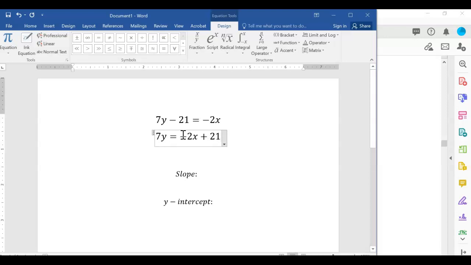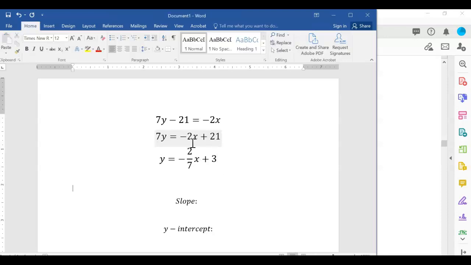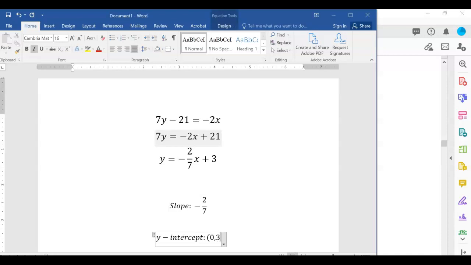I have to divide both the left and the right-hand side by 7. If I divide the left-hand side by 7, I just end up with y. If I divide the right-hand side by 7, I have to divide both pieces. Negative 2x over 7 becomes negative 2/7 x. And then if I divide that 21 by 7, I end up with a 3. So that means that the slope of this line is negative 2/7, and the y-intercept of this line is the point (0, 3).